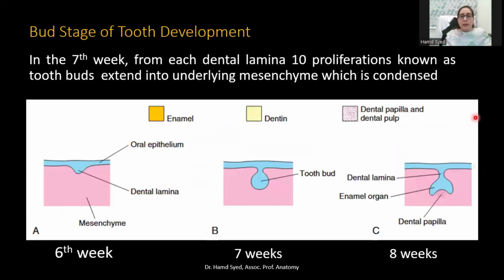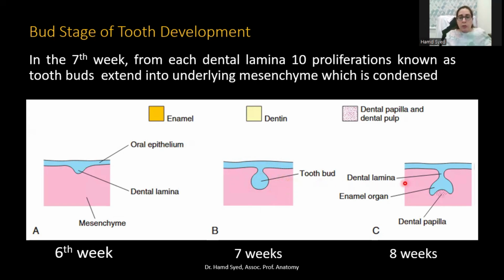This is known as the bud stage of tooth development. So what happens is in the 7th week, from each dental lamina, 10 proliferations known as tooth buds are going to extend into the underlying mesenchyme, which is condensed. So this is your dental lamina, and this here is the proliferation known as the tooth bud, which is arising from your dental lamina. Your dental lamina is the thickened oral epithelium, and this tooth bud is invaginating the underlying mesenchymal tissue, which has become condensed.